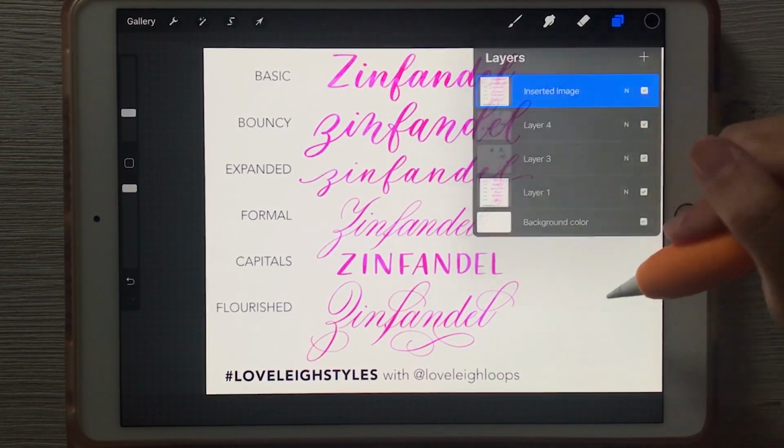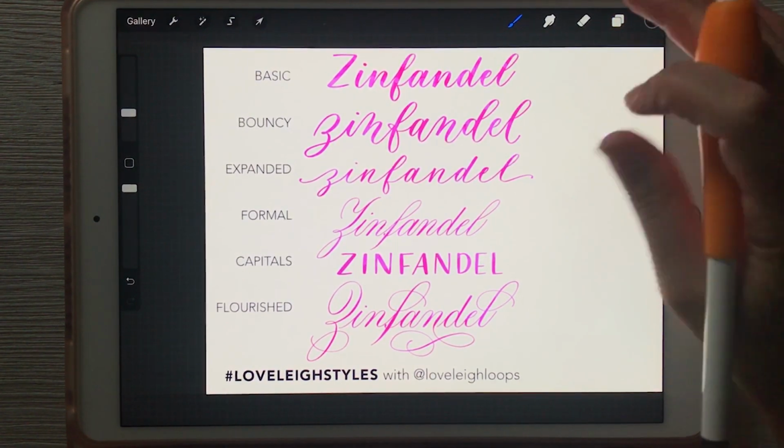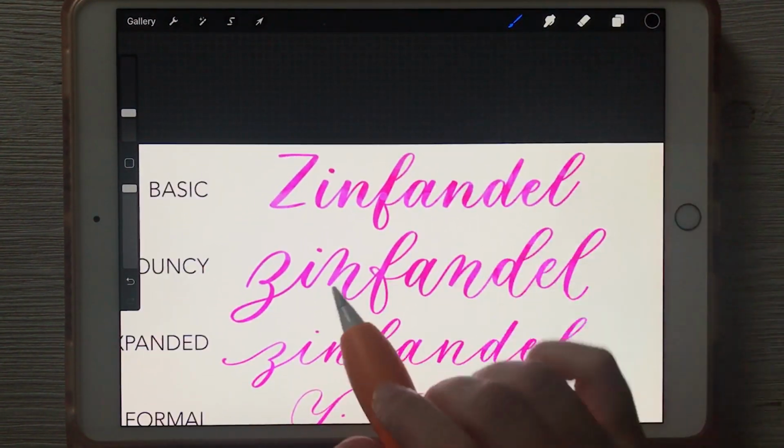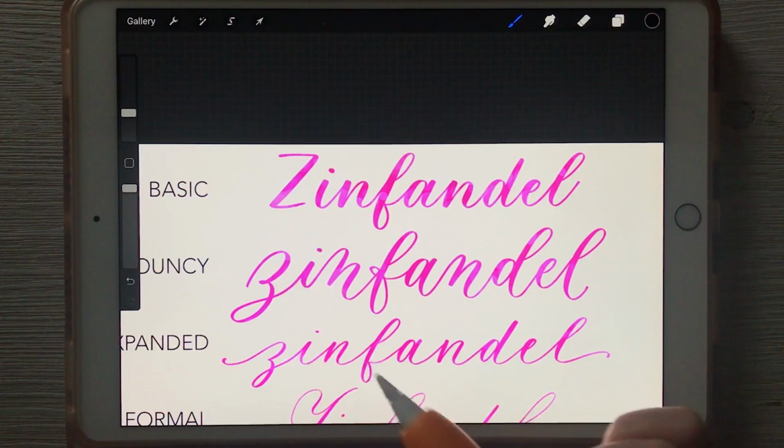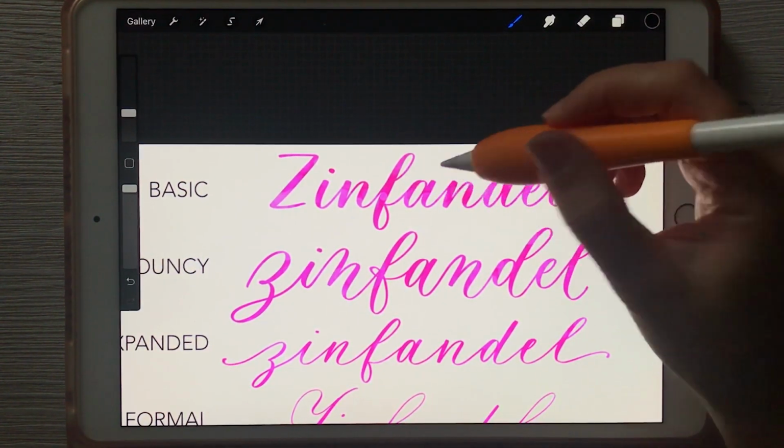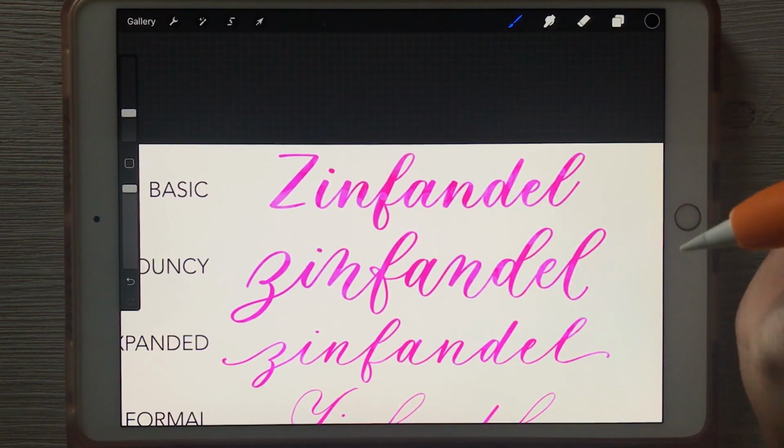Now if we just look at another example here, you can see those exact same principles in play. So for the basic one, we just have thick downstrokes, thin upstrokes, and there's a contrast. We have a standard amount of space between the letters. They're not too far apart.